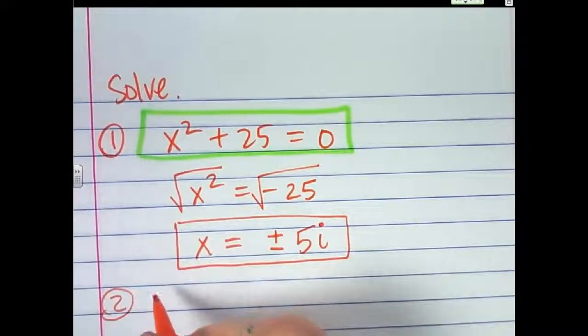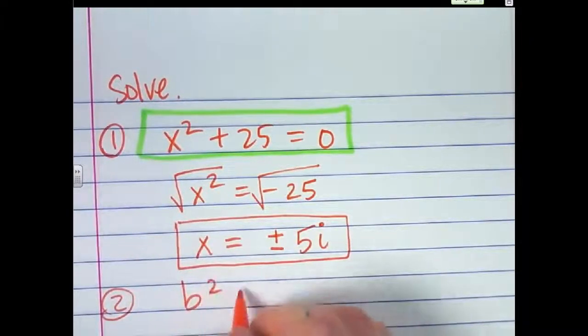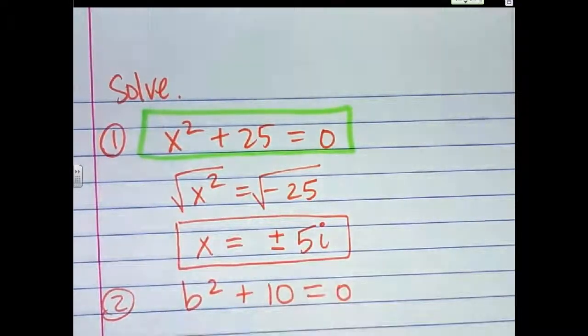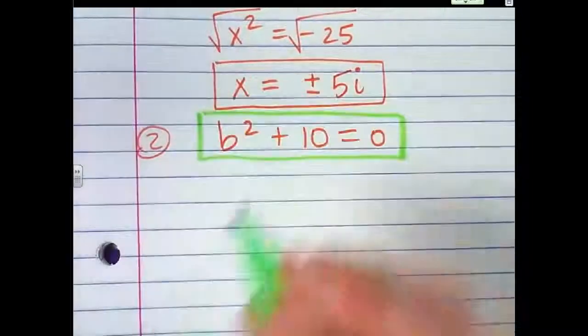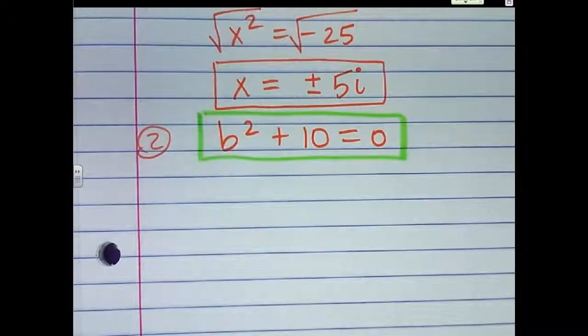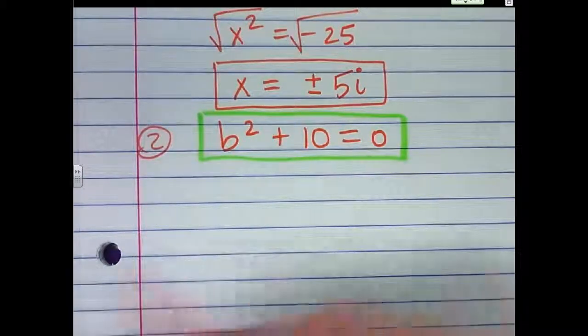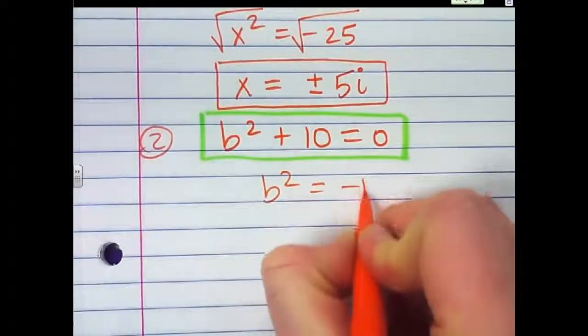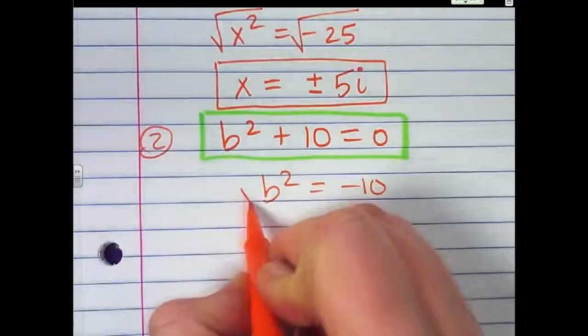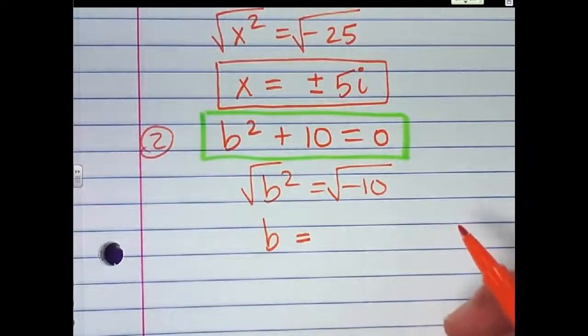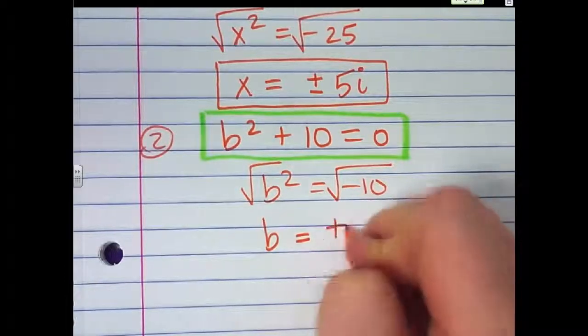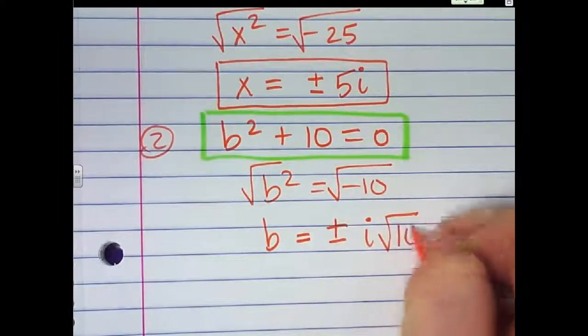Okay, number 2: b squared plus 10 equals 0. Subtract 10 first. What's nice about these is they're always short. There's not really ever much more than this. So what does b equal? i root 10. Plus or minus i root 10.